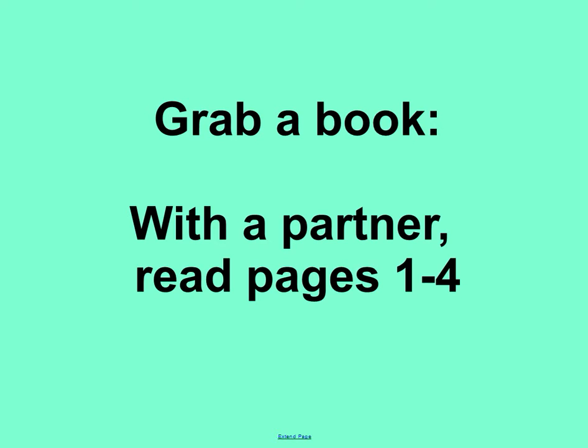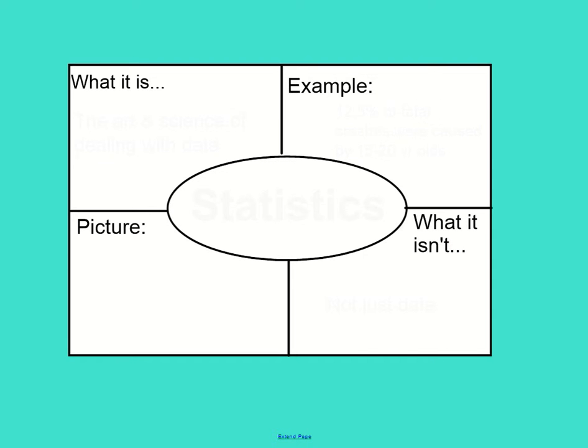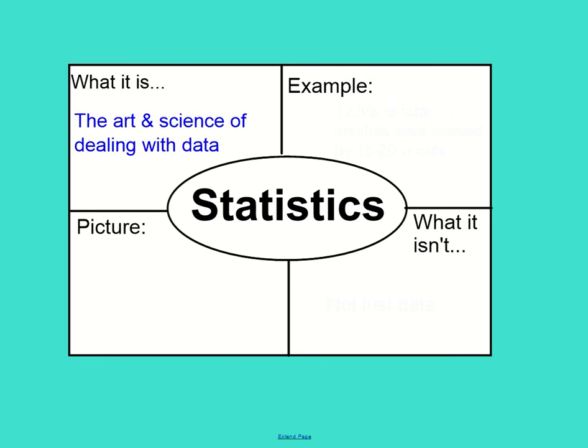Assuming that you did read through pages 1 through 4 of your textbook, now let's move on. Right here I have a word map of our big word that we're talking about in this class, statistics. Probability and statistics is one of the key elements of our class. So you might ask, what is statistics? Well, if you read your textbook, you learned that statistics is the art and science of dealing with data.